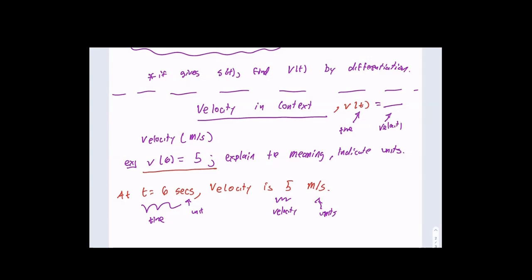So at time equals 6 seconds, at 6 seconds, sometimes we'll just say at 6 seconds the velocity is 5. I get a lot of students that will say the velocity is 5 meters per second. Okay, but you will get no points on the AP exam because it says indicate units, so meters per second. And it'll say the velocity is 5 meters per second. Well, that's a false statement. The velocity is not 5 meters per second. At time equals 6, the velocity is 5 meters per second.